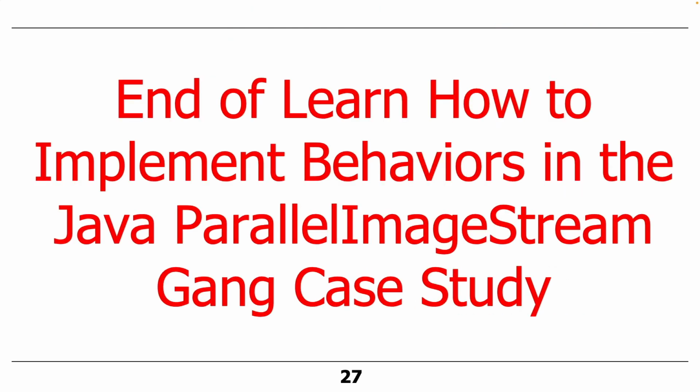Okay, so that's the end of the code walkthrough of the Parallel ImageStreamGang case study. I think it's pretty cool, and it shows you how using functional features in Java makes it a lot easier to write code that is close to domain intent and can also be parallelized nicely.